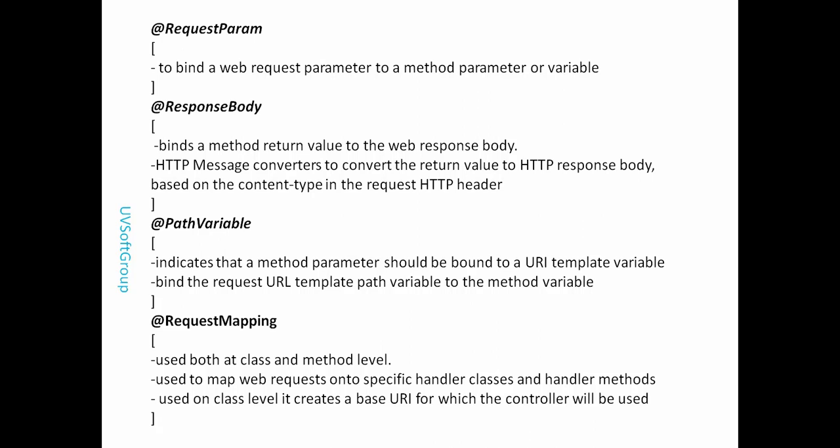Request mapping is possible to put at the class level and also the method level, used to map the request onto the specific handler class or handler methods. Used at the class level, it creates a URL for which the controller will be created. So that means it defines how your URL request mapping has to be done, and how it is mapped or bound.